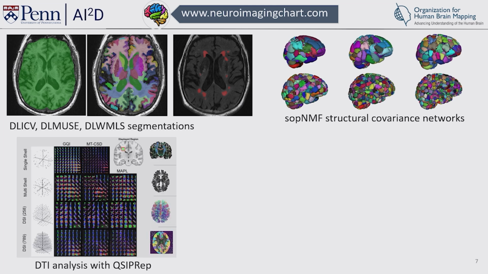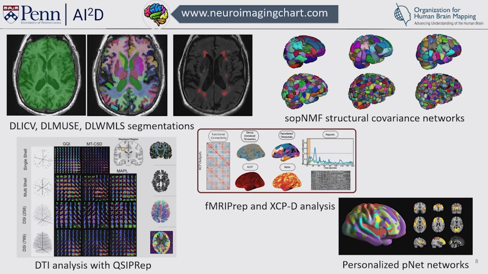We also have methods for DTI. This is a comprehensive DTI analysis with QSIPrep. Again, these are previously published methods, and we've just included them for your convenience and to obtain the imaging features that we need for later deep learning models. And finally, we have fMRI. We include fMRIPrep and XCP-D analyses, which is an end-to-end fMRI pre-processing and post-processing pipeline. And these also feed directly into PNet or RONet, which provide personalized functional connectivity networks.